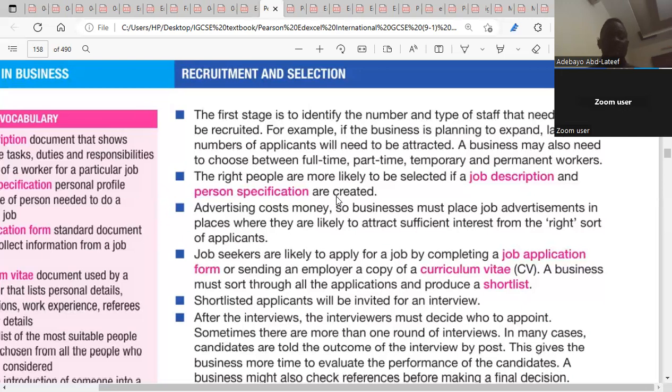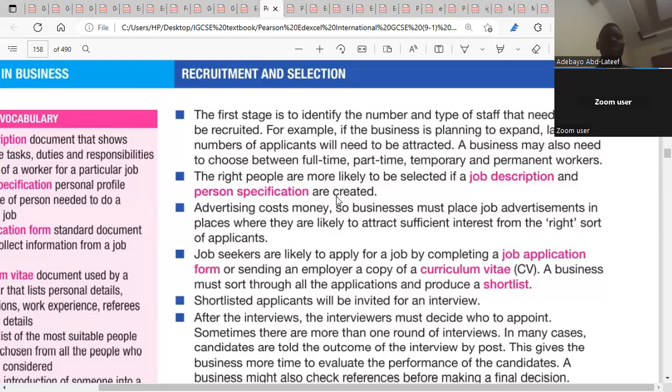Here, different people would have applied for the job. So when they apply for the job, how do they apply? They go there with their CV, their curriculum vitae. A curriculum vitae is the information that is gathered based on the person. It talks about your credentials, who you are, your certificate, your qualification. All these will be attached to your curriculum vitae.